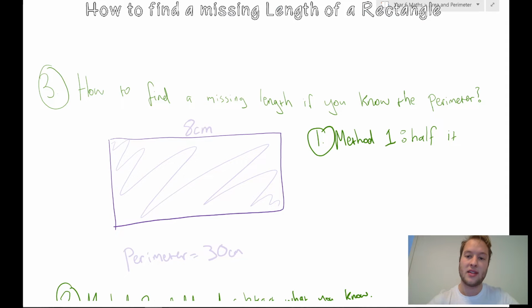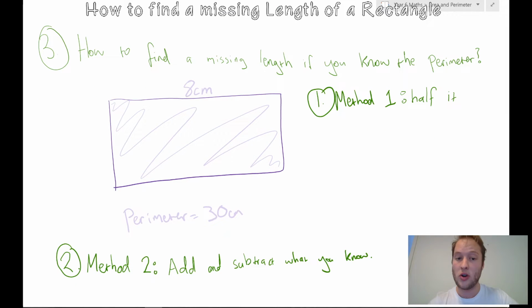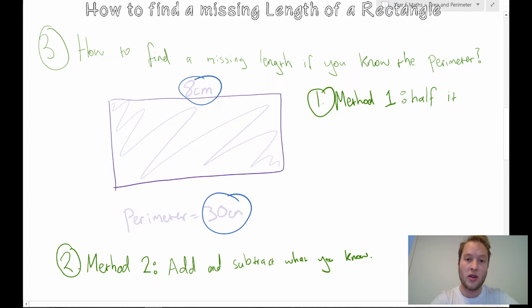All right. Third step is what do we do? How do we find a missing length if we are only told its perimeter and one side? So for this shape, it's told us its length is 8 centimeters and its perimeter is 30. Remember, perimeter just means that it's this length here plus this width plus this length plus this width will equal 30.